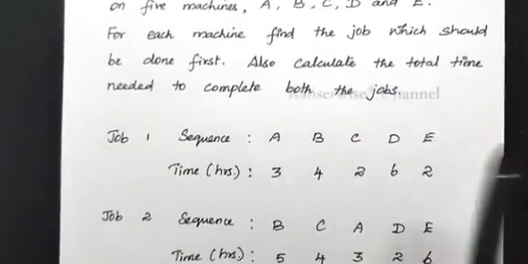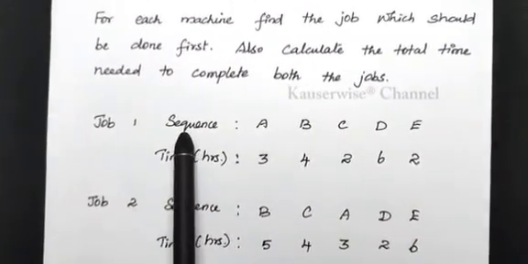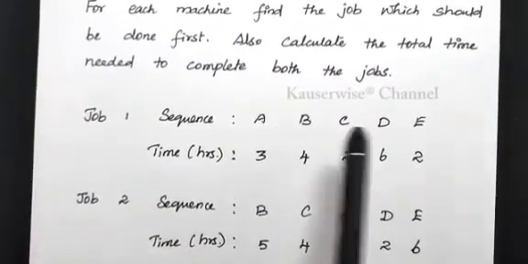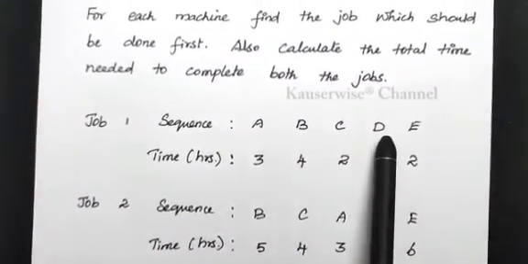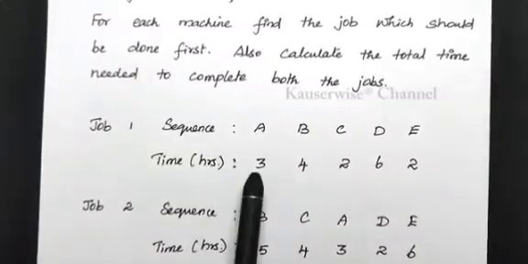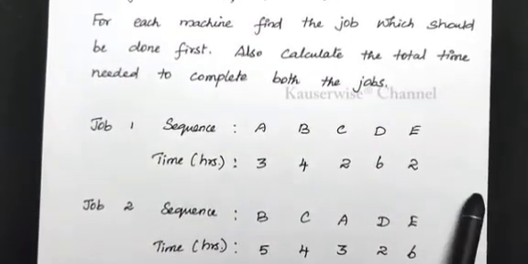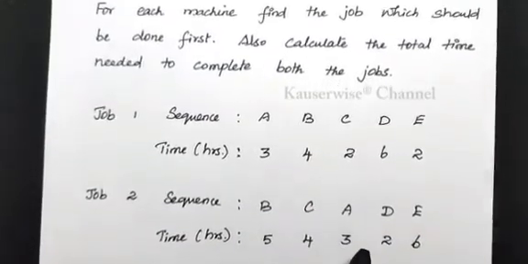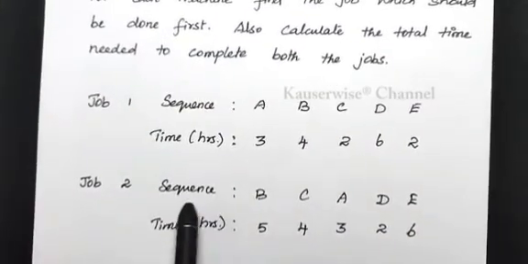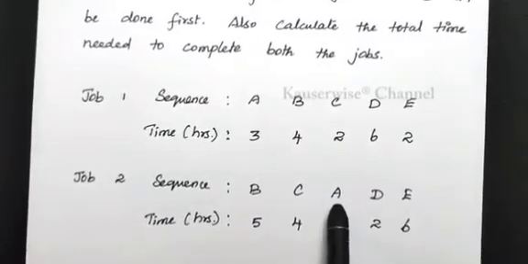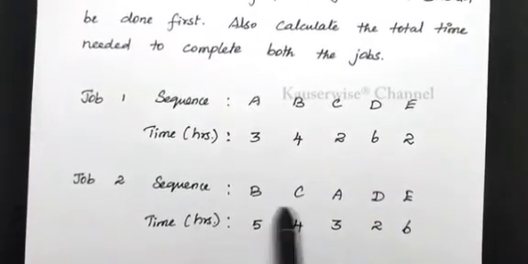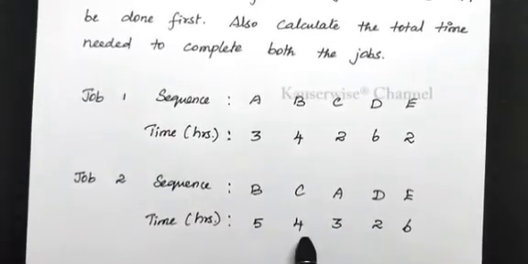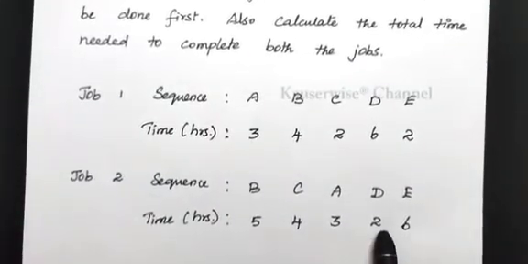Here we have two different jobs and the sequence of each job is given in the problem. For the first job, this is the order: A, B, C, D and E. The expected processing time is also given for each machine for job 1. And for job 2 they have given the sequence, that is order B, C, A, D, E. This is the sequencing order and the duration is also given: for B, 5 hours, and then 4 hours, 3 hours, 2 hours and 6 hours.